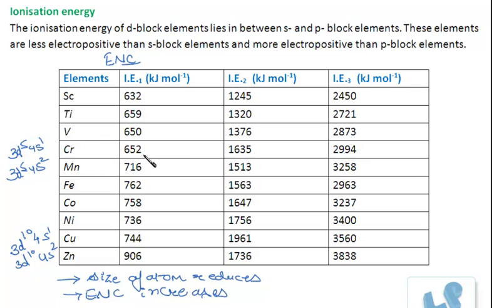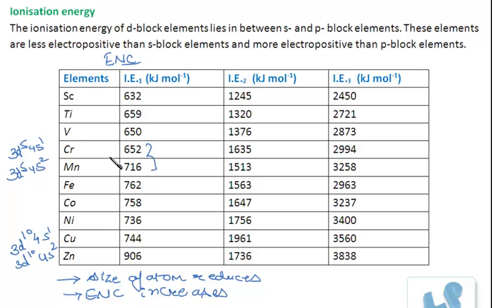Let's take up chromium only. The first ionization energy is less. And see, the second ionization energy is very, very high. Why? Because the electron is to be removed from this stable 3d subshell. It is half filled and so it's stable. When I come from chromium to manganese, see the jump is substantially high. From 652 it is coming out to be 716.